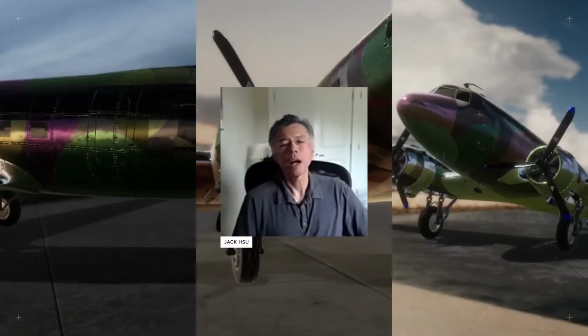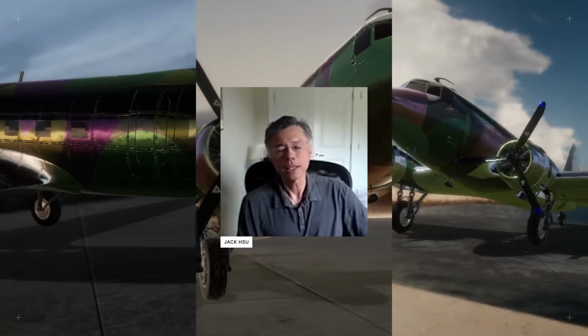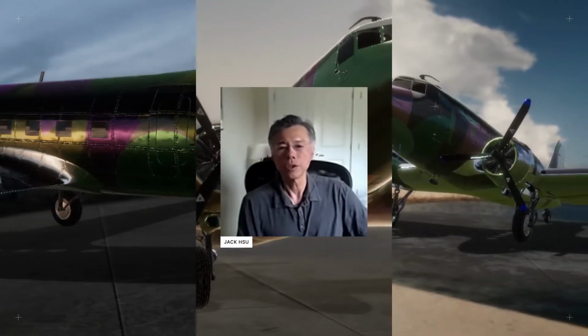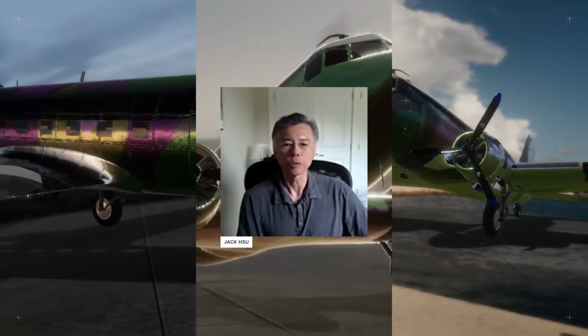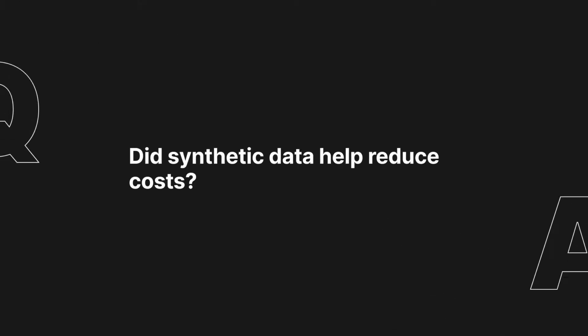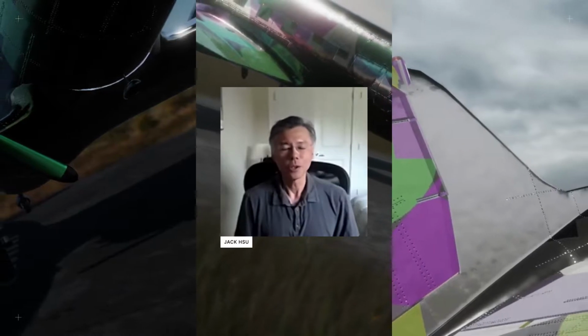Absolutely. I don't think it's possible without the use of synthetic images. I think that synthetics really has made it a possibility to do this type of work. I think that without synthetics, it would not have been possible. That was one of our big lessons learned from the project. Aside from time, one of the big advantages of synthetic data is a rather drastic reduction in cost to generate all the images. Yeah, absolutely. It's a huge decrease in cost.